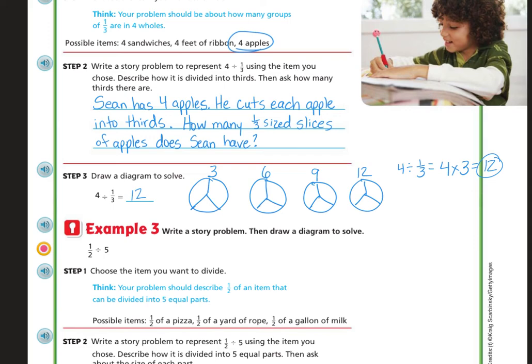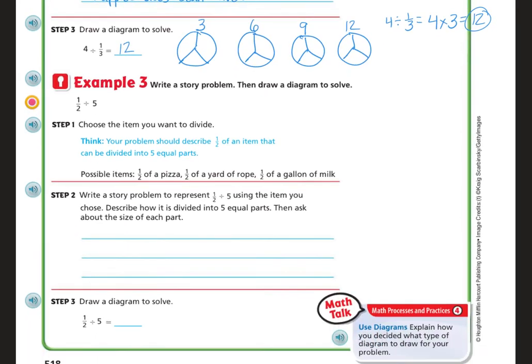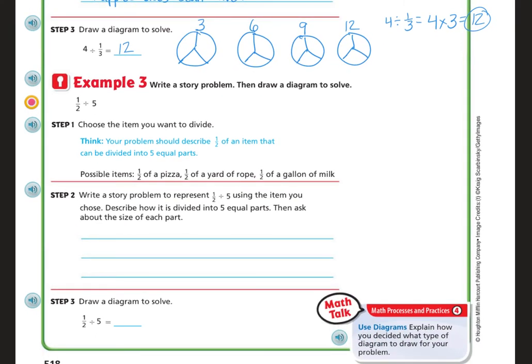All right, let's take a look at example number 3. They want us to write a story problem and then draw a diagram to solve. This story problem is going to entail 1/2 divided by 5. So that means our problem should describe half of an item that we are now going to divide into 5 equal parts. So for example, we can be talking about half of a pizza, half a yard of rope, half a gallon of milk, okay?